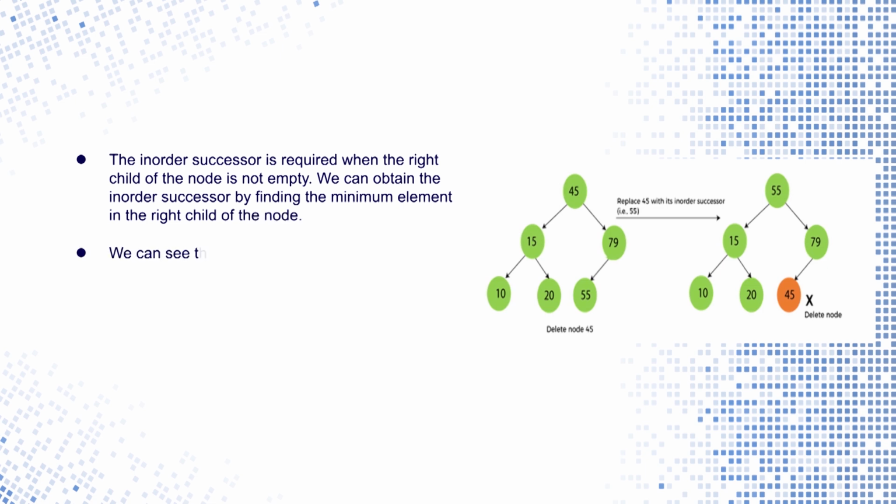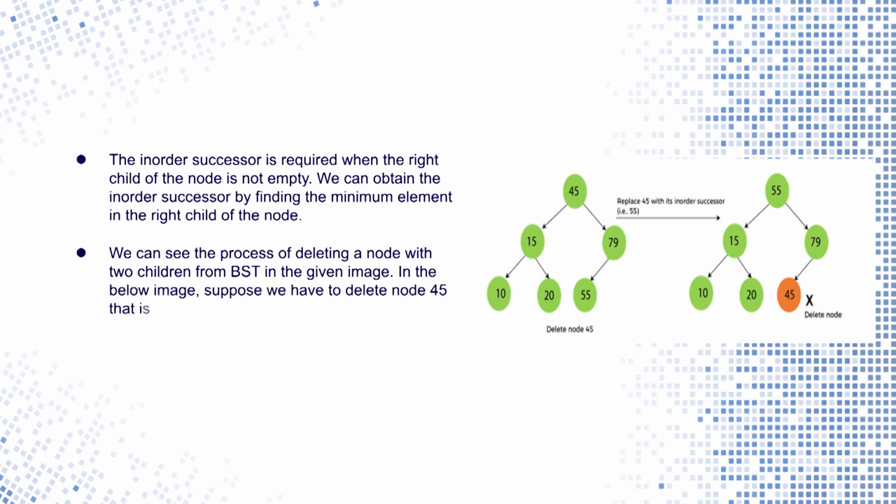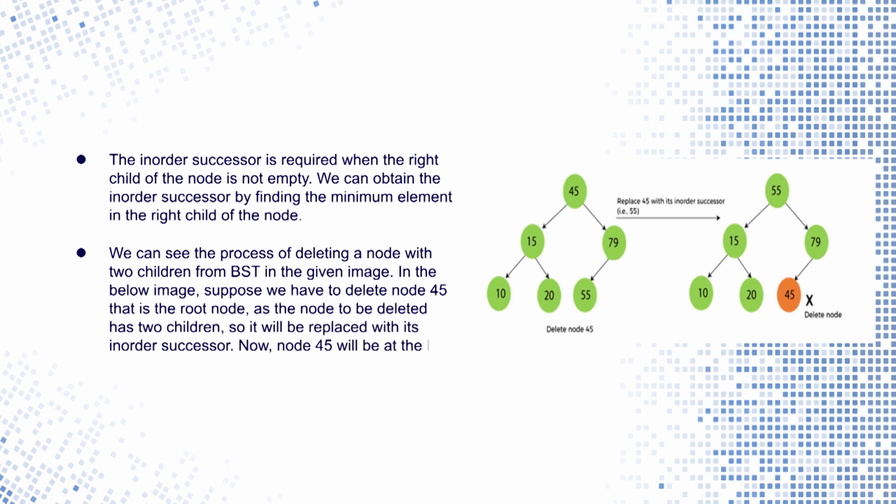We can obtain the in-order successor by finding the minimum element in the right child of the node. We can see the process of deleting a node with two children from a binary search tree in the given image. In the image, suppose we have to delete node 45. 45 is a root node and has both a left successor and a right successor, and also has grandchildren.